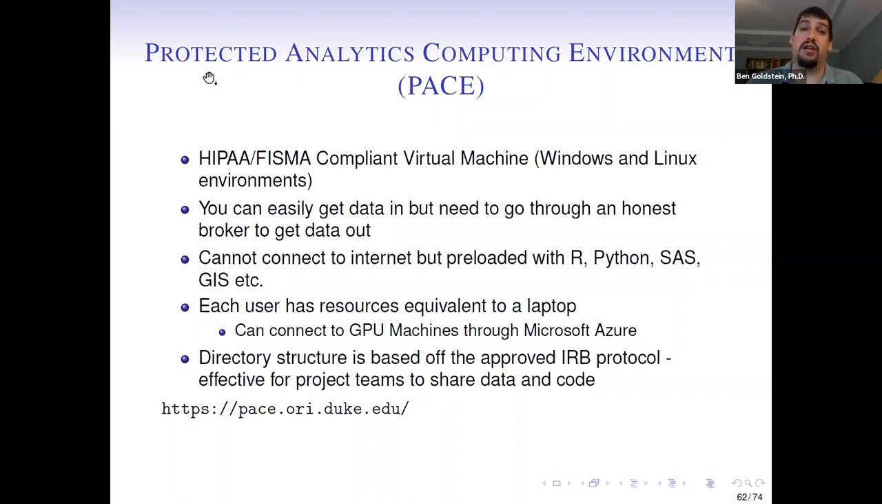The DHTS has created what's called the Protected Analytic Compute Environment, or PACE. It's a HIPAA-FISMA compliant virtual machine. You can get one that's either Windows-based or Linux-based. Essentially, what you get is the equivalent of a laptop. You get a virtual machine that has the equivalent resources of a laptop. You can easily get data in, but you need to go through an honest broker to get data out. So that's the secure aspect of it, that you can't remove PHI.